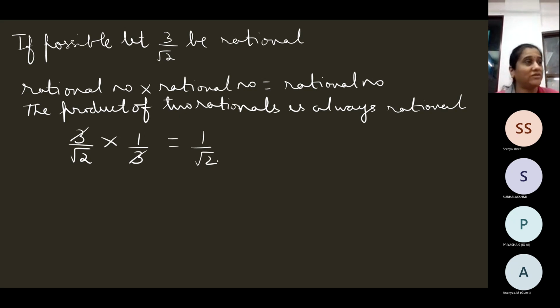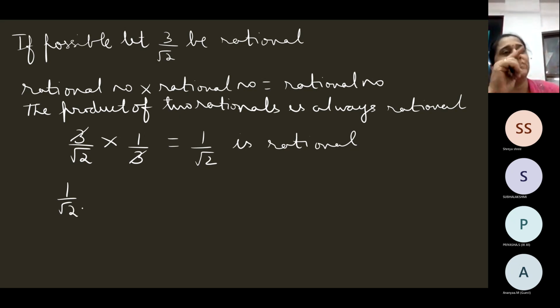We're just supposing it. We've assumed that 3 by root 2 is rational. Going by that, 1 by 3 is definitely rational. The product of 2 rationals is also rational. So 1 by root 2 is rational. So far understood? Now, continuing with the same idea, 1 by root 2.